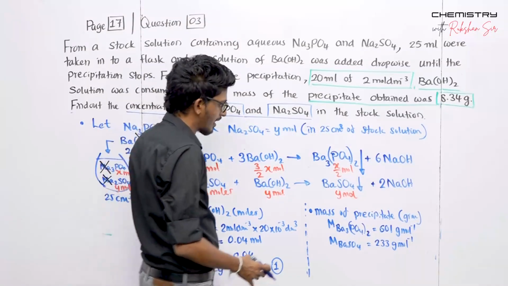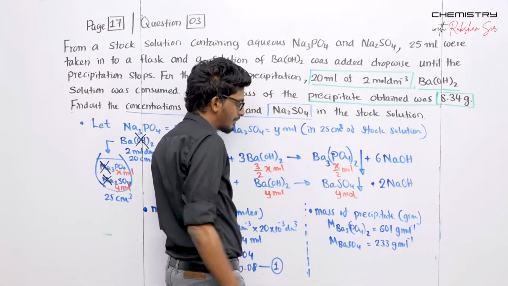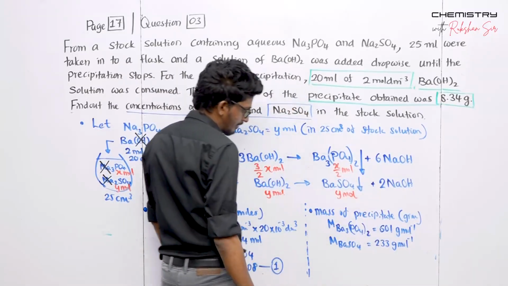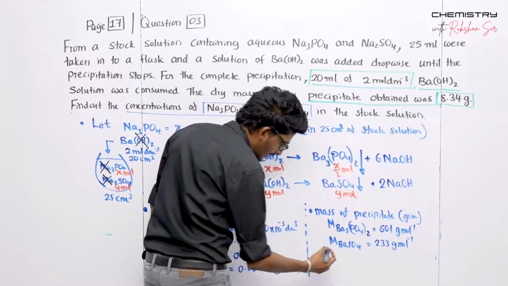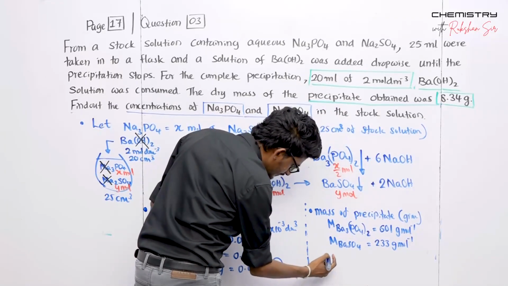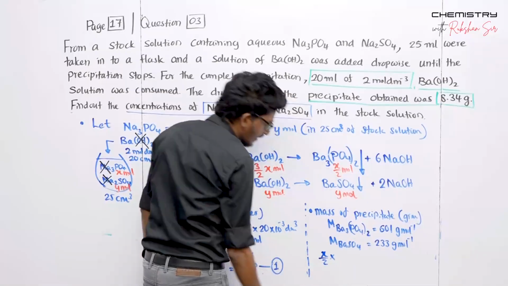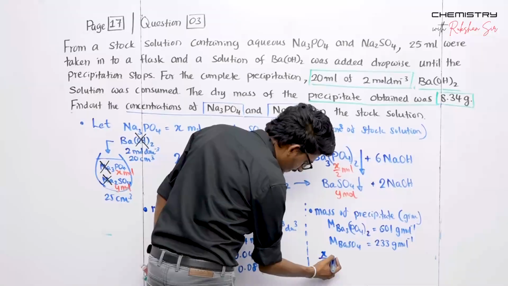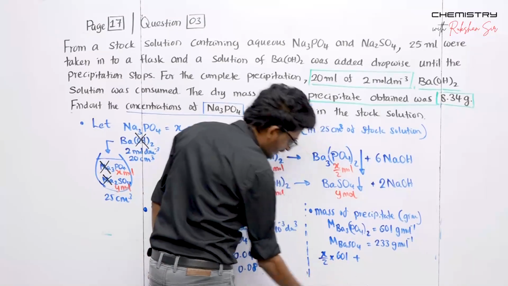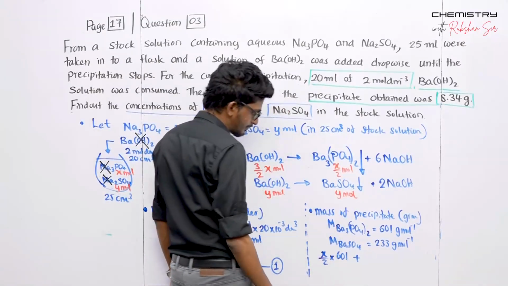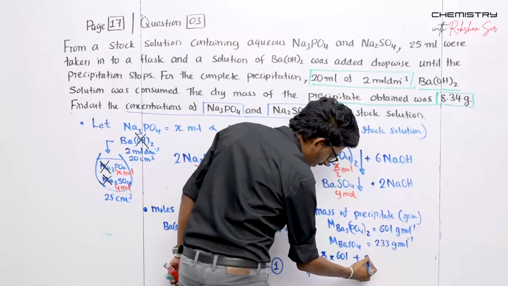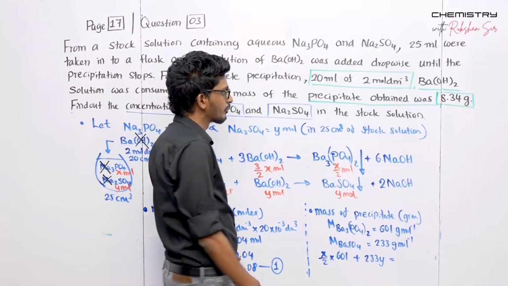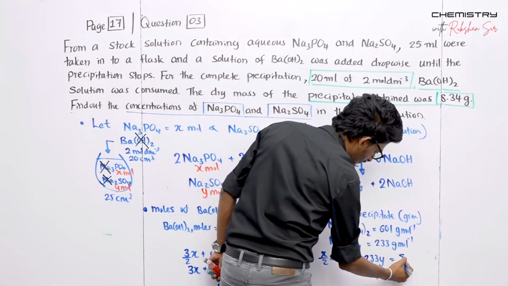The total mass means the mass of this one plus the mass of this one. The mass of this one can be written as number of moles into its g mol^-1 value. That means x over 2 into its g mol^-1 value, 601, plus y into 233. That value is equal to the mass of precipitate, that is 8.34.